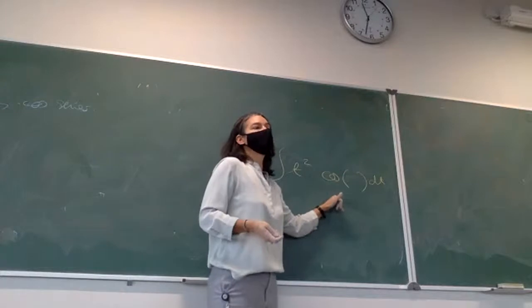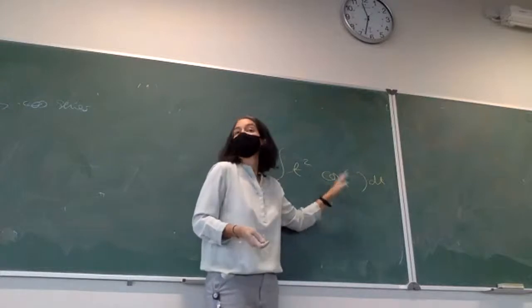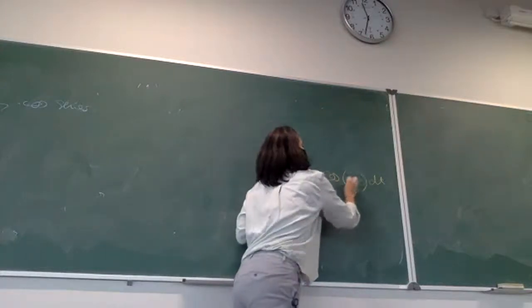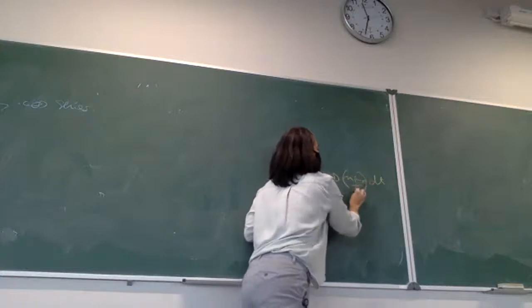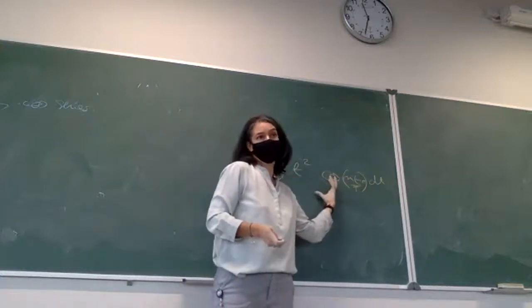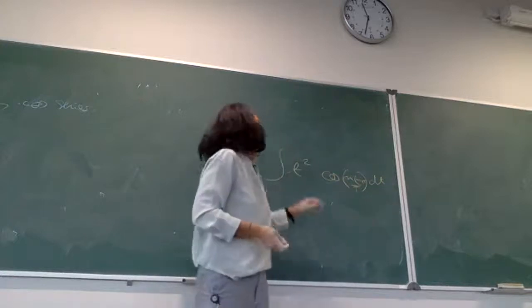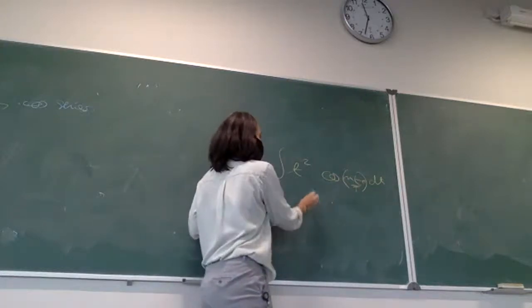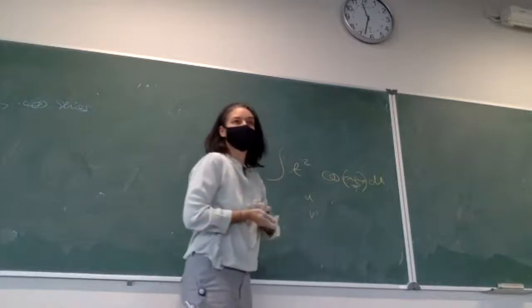You have to do some IBP for that, okay? Because we don't know of any primitive for this function, for n times t. So you have to do IBP. You know, you have to choose one u and one v prime.